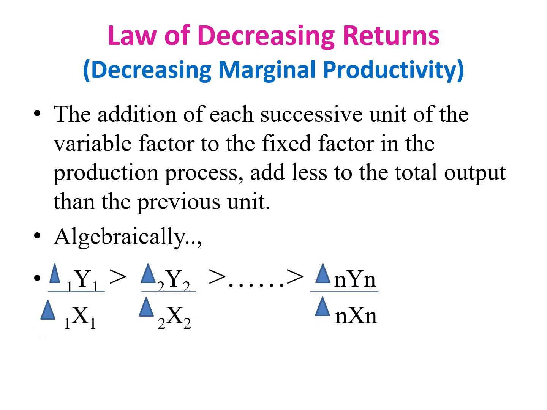Next is a law of decreasing return. It is also called as decreasing marginal productivity. The statement of this law is, if the addition of each successive unit of the variable factor to the fixed factor in the production process adds less and less to the total output than the previous units.